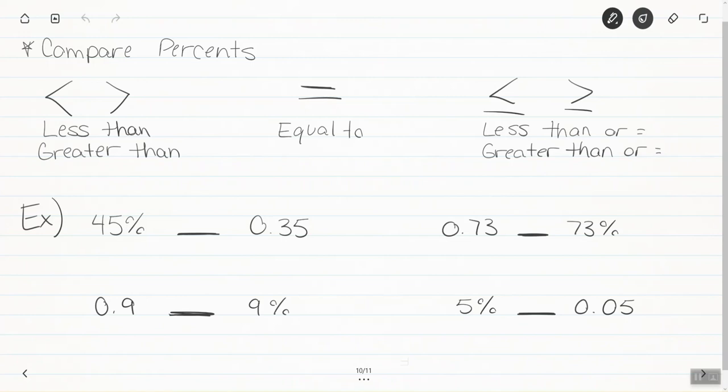Okay, last part of Unit 2. So we just need to talk about comparing and ordering percentages. So here's your notes that you have. If you need to take a second, pause, write them down.